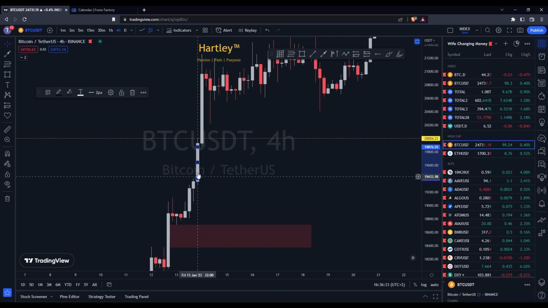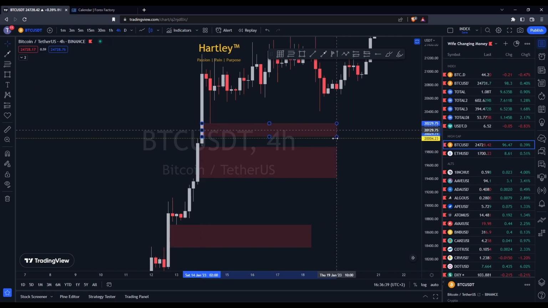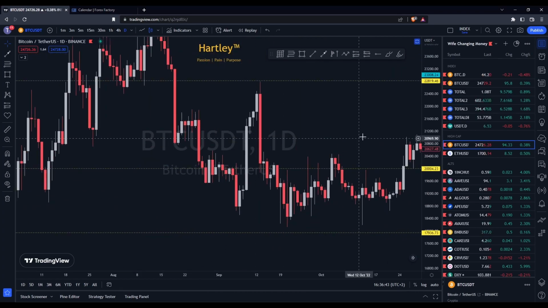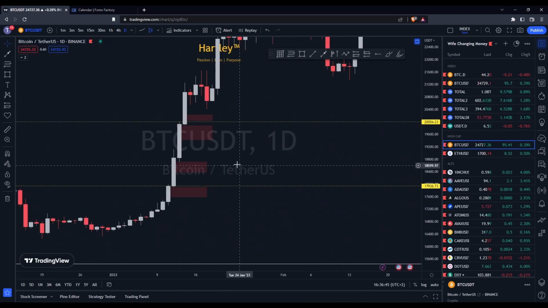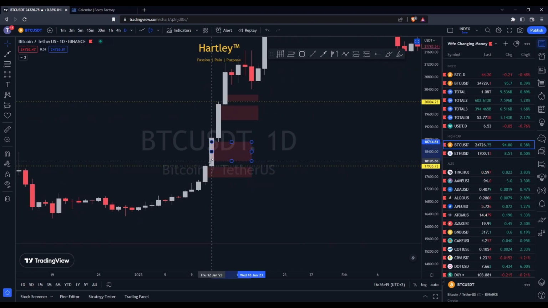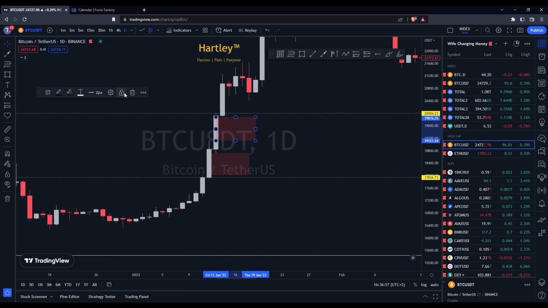Here's one. Boom. Got another one over there. And this is where it gets interesting, right? If I go to the daily, I go to that same section, the fair value gaps become bigger, right? So you see how fair value gaps are valid, but they are also time frame dependent, right? So whatever time frame you are on, the fair value gap will change because the candles will change, basically.